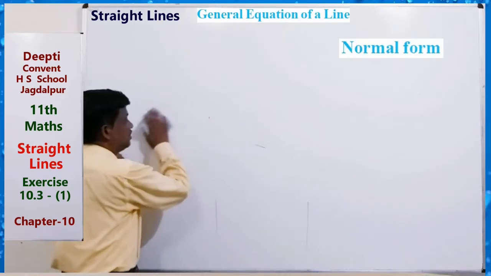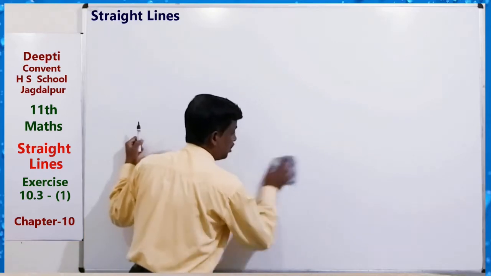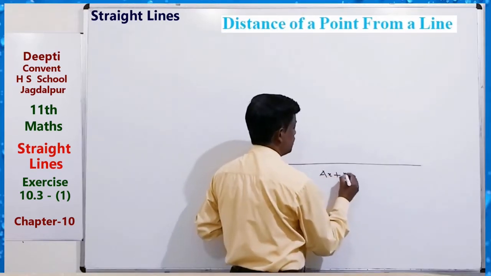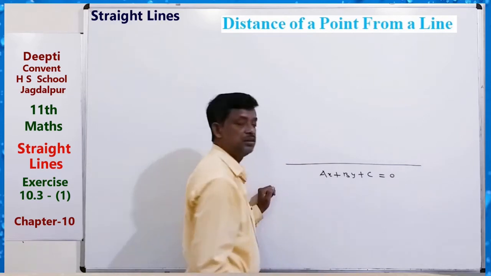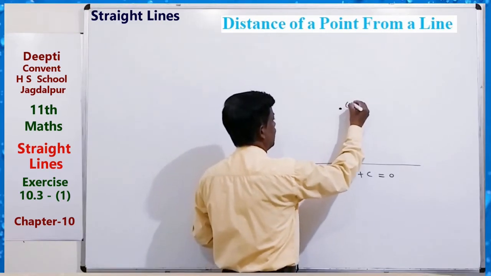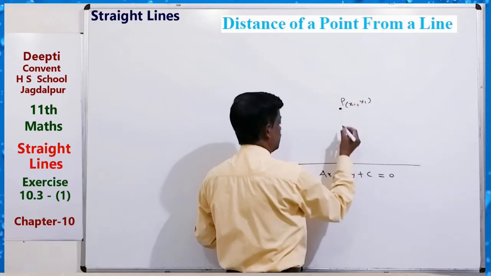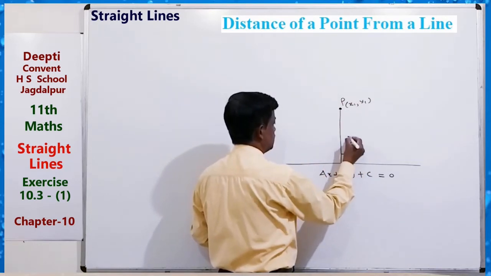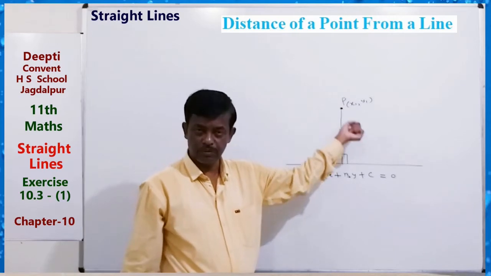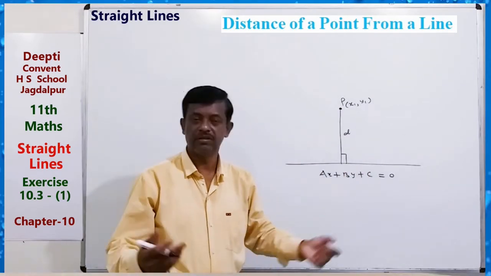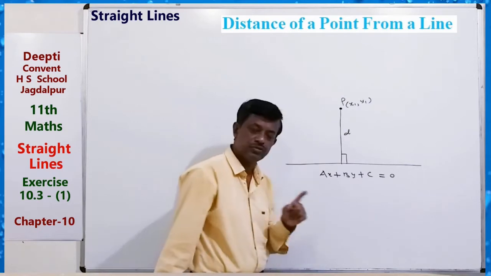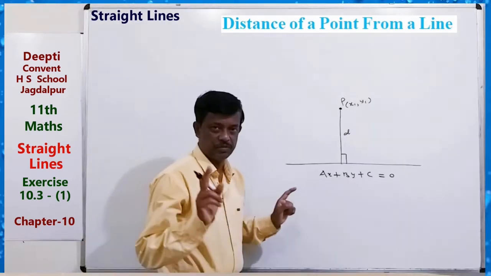Okay, now there is another formula for finding the distance of a point from a line. Suppose we have a line ax plus by plus c equals 0, the equation of the line, and we have a point x1, y1. Now we have to find the distance d. The distance of a point from a line is the perpendicular distance, that is, this is perpendicular to this line. For finding this distance, we use a formula. Just remember this formula, okay?